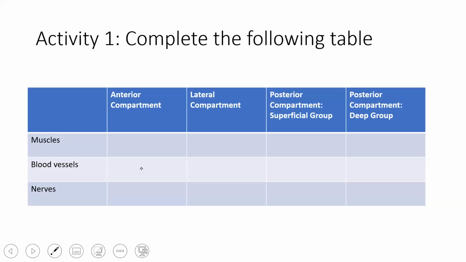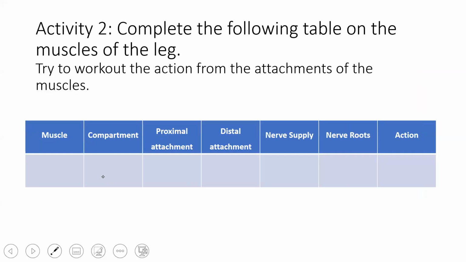So you have a small activity to do at home. You can mention the muscles, the blood vessels, and the nerves of each of the compartments. Okay. And take each muscle, mention their compartment, their proximal and distal attachments, the nerve supply, the nerve roots, and the actions. You can work out the action from their attachments. Right?